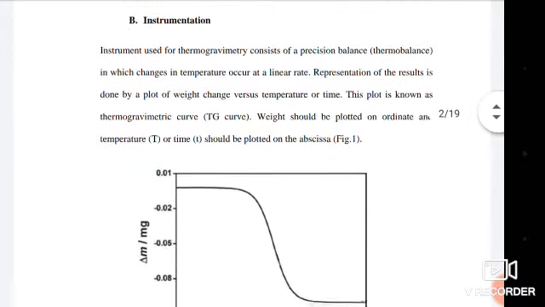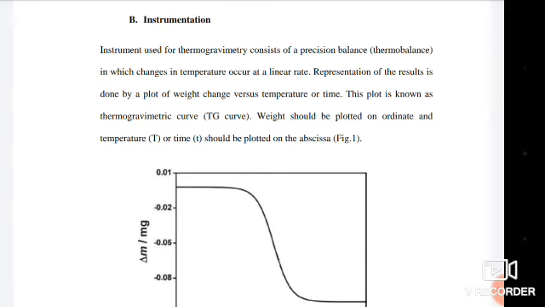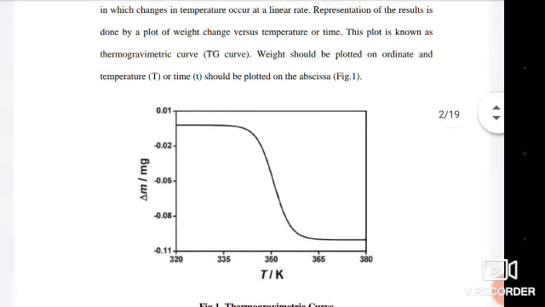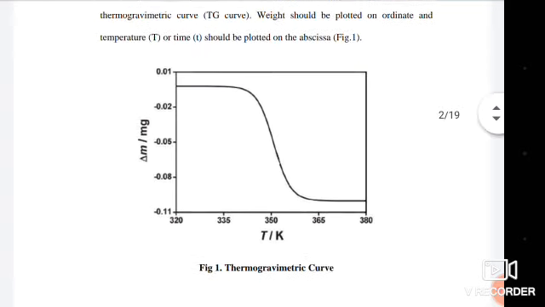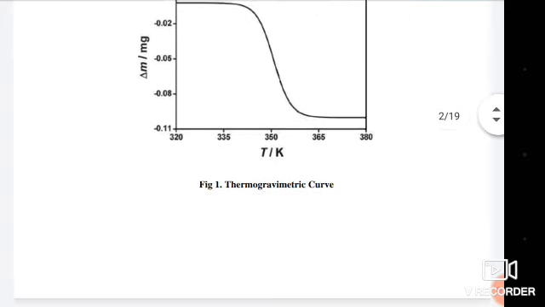The instrument used for thermogravimetry consists of a precision balance, that is the thermobalance, in which the change in temperature occurs at a linear rate. Representation of the results is done by a plot of weight change versus temperature or time. This plot is known as a thermogravimetric curve, and the weight should be plotted on the ordinate and the temperature or time on the abscissa.